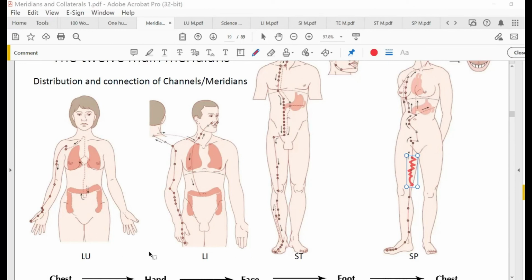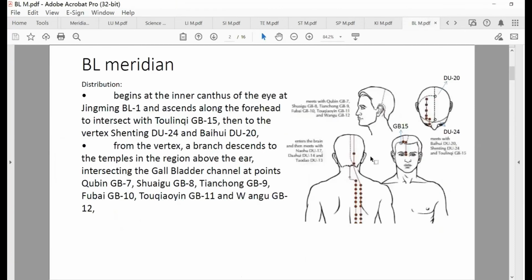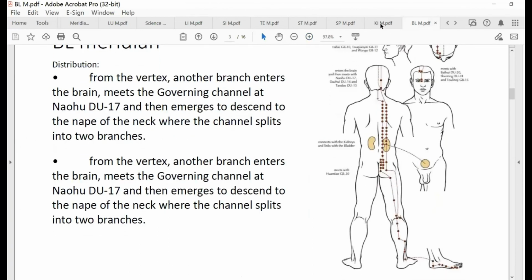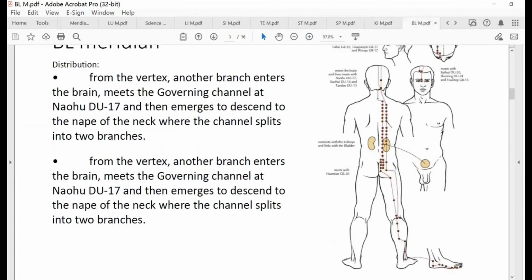Kidney. Take the bladder. Yeah, that's the bladder. Okay, that's the kidney. Right, kidney is the yin part. Bladder, that's the yang part. Right, the back, then the side, the lateral side.